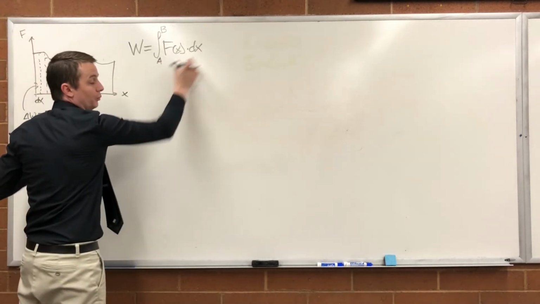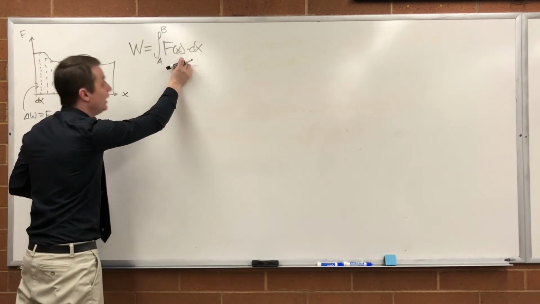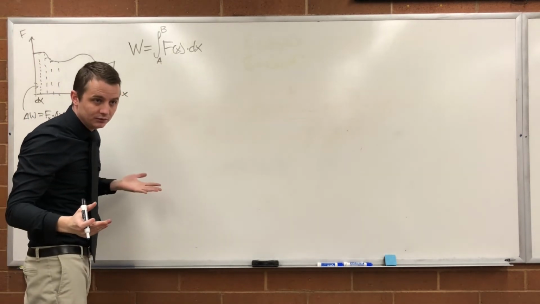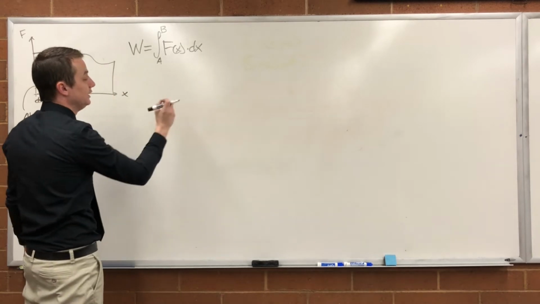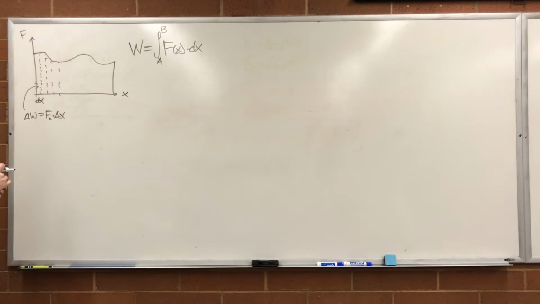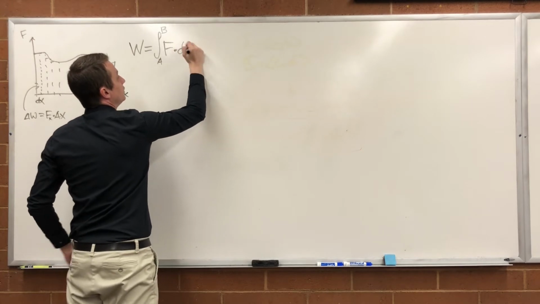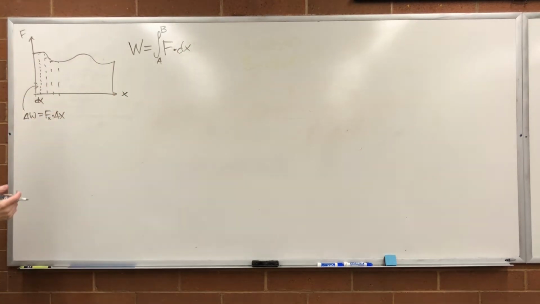So I have a height times a width, which gives me the area, but it's an infinitesimally small area, and then an integral is an infinite sum. So I'm summing up those infinitely many, infinitesimally small areas. Okay, good so far? Now I'm not going to put the f of x there, I'm just going to do f times dx. Same thing though, right?